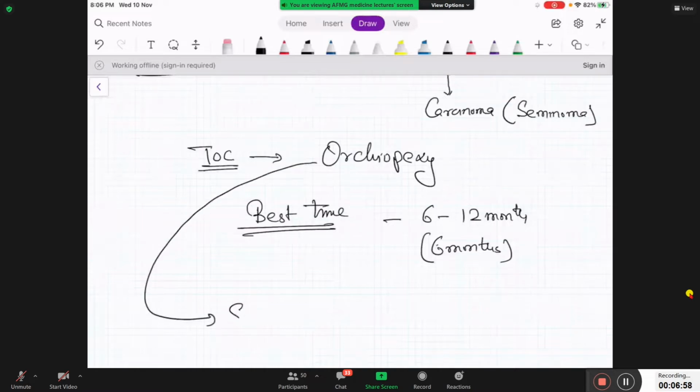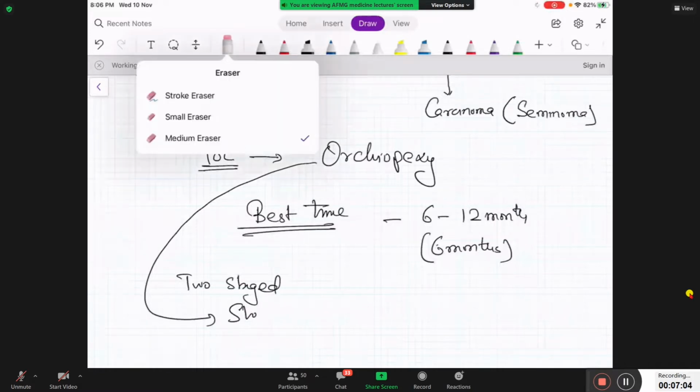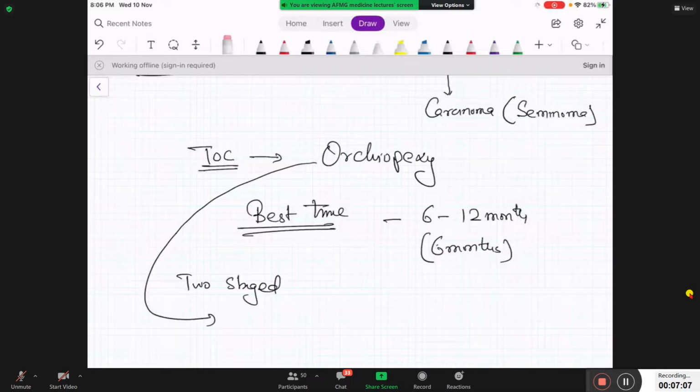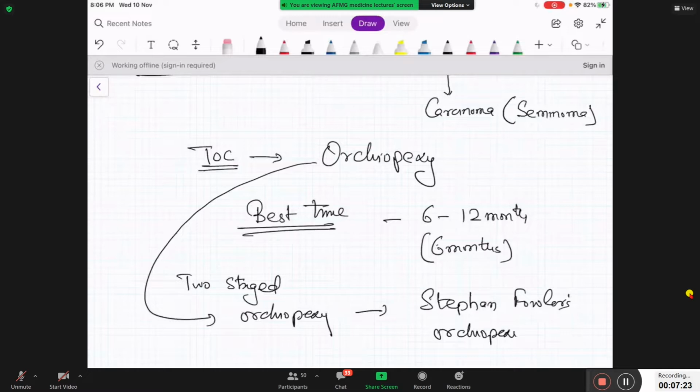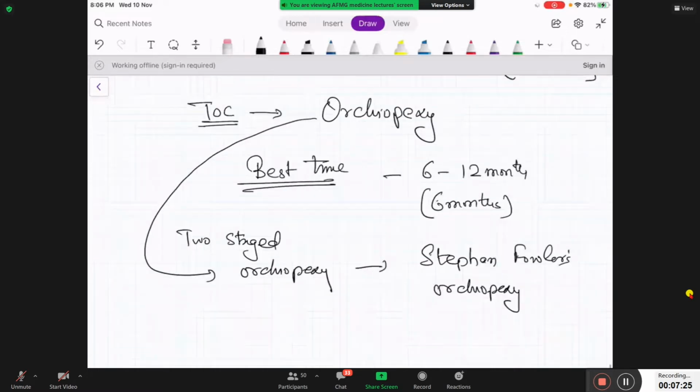There is an orchiopexy called two-stage orchiopexy. A two-stage orchiopexy is called Stephen-Fowler's orchiopexy. Stephen-Fowler's orchiopexy is a two-stage orchiopexy.